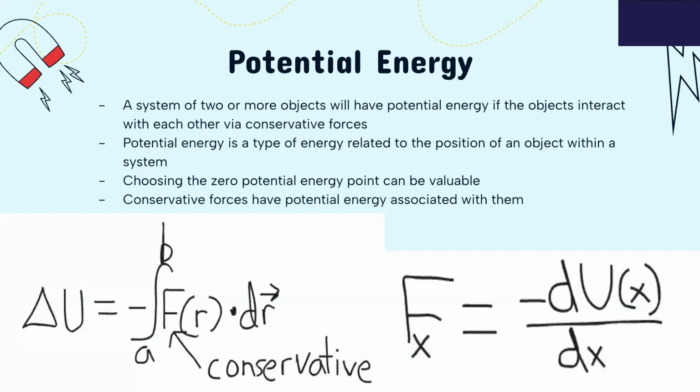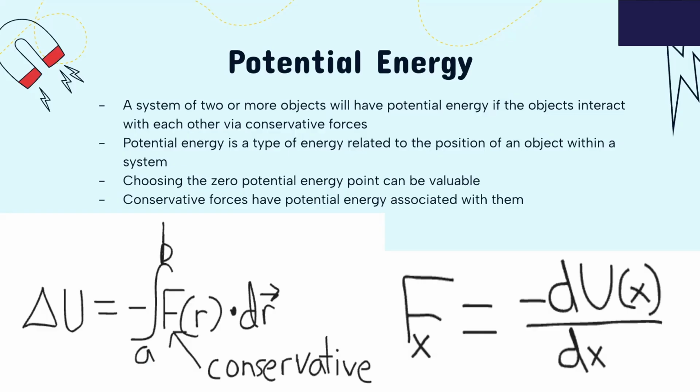Okay, now into potential energy. A system of two or more objects will have a potential energy if the objects interact with each other via conservative forces. Potential energy is a type of energy related to the position of an object within a system. We often choose the zero potential energy point because choosing it can be useful in solving a problem.